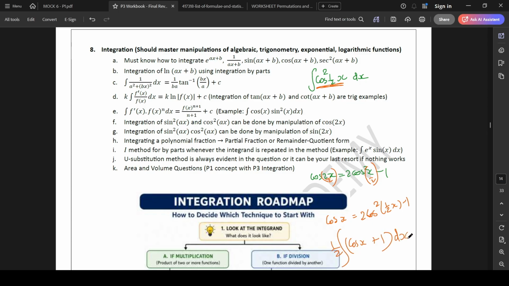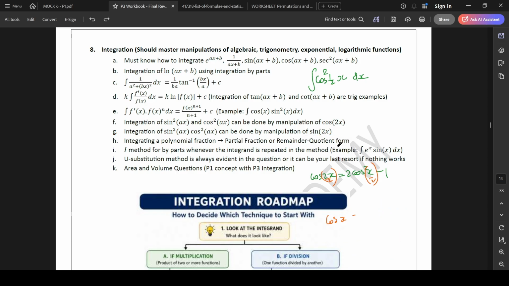Now you can integrate this in place of cos square of half x, because you know how to integrate the cos x term, and you know how to integrate the 1 term. So this is the manipulation of the double angle of cos that you must know in order to integrate cos square of some kind of term or sine square of some kind of term. The next step of integration is with respect to the manipulation of the double angle of sine.